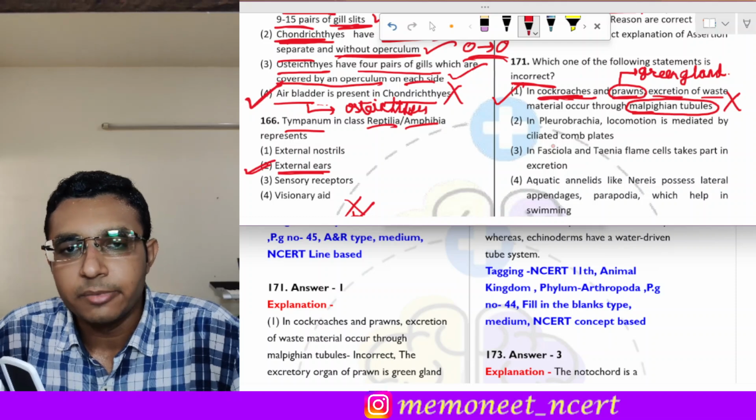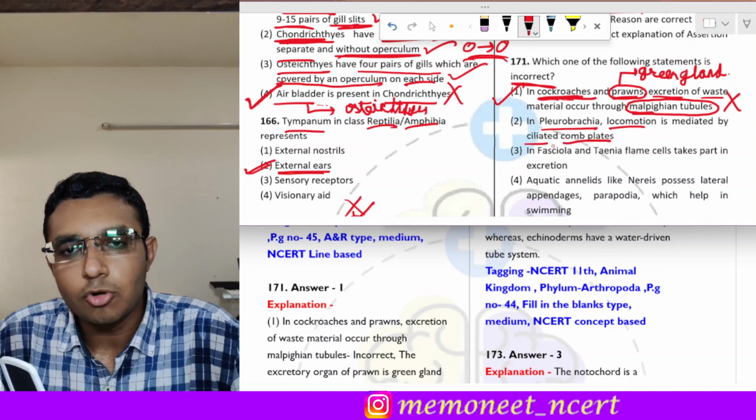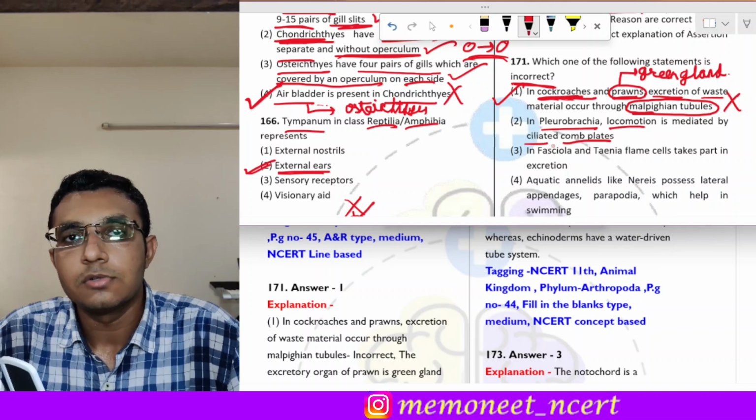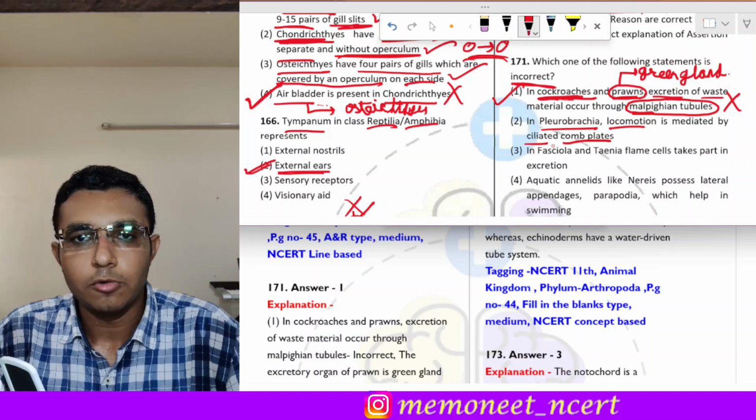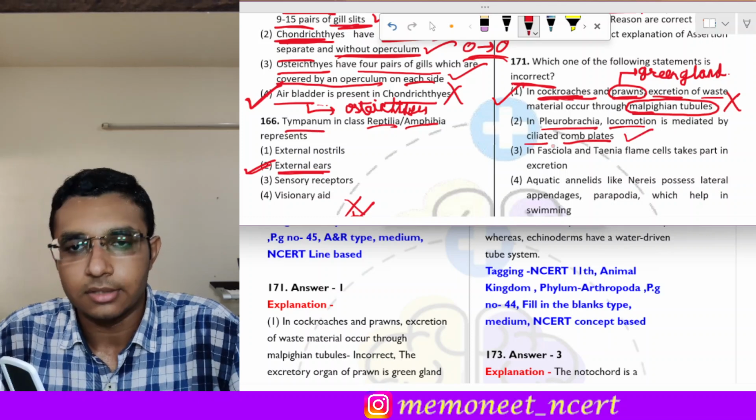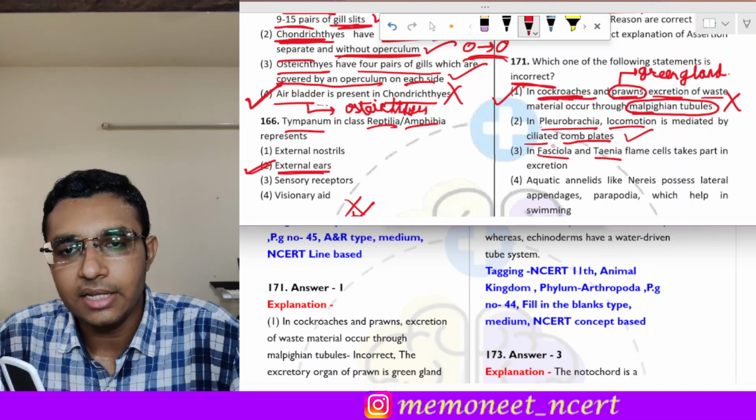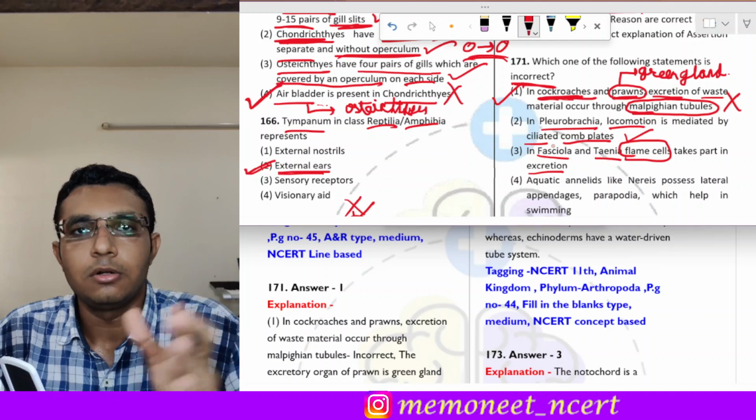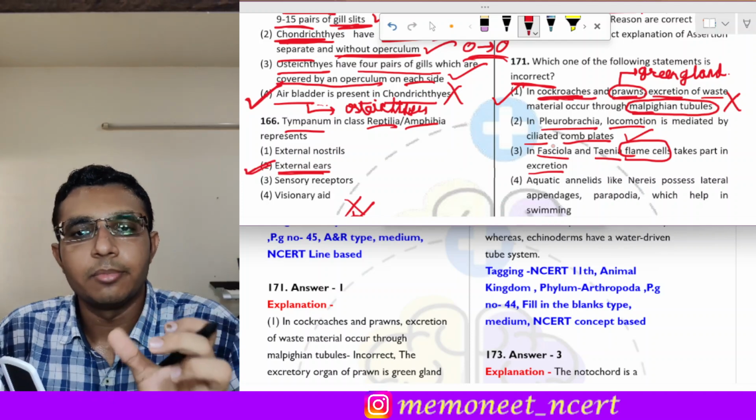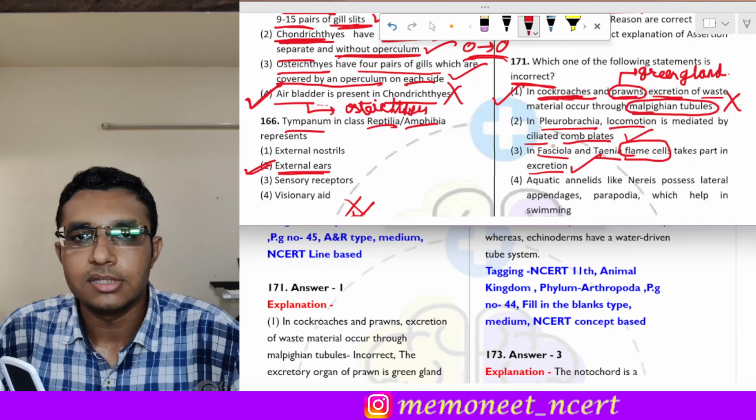The second statement is, in pleurobrachia, locomotion is mediated by ciliated comb plates. So pleurobrachia belongs to phylum Ctenophora, and in them locomotion is mediated by ciliated comb plates. So this statement is correct. The third statement is, in fasciola hepatica, flame cells take part in excretion. So fasciola belongs to which phylum? They belong to Platyhelminthes, and in Platyhelminthes the flame cells are present which are responsible for excretion. So the third statement is also correct.